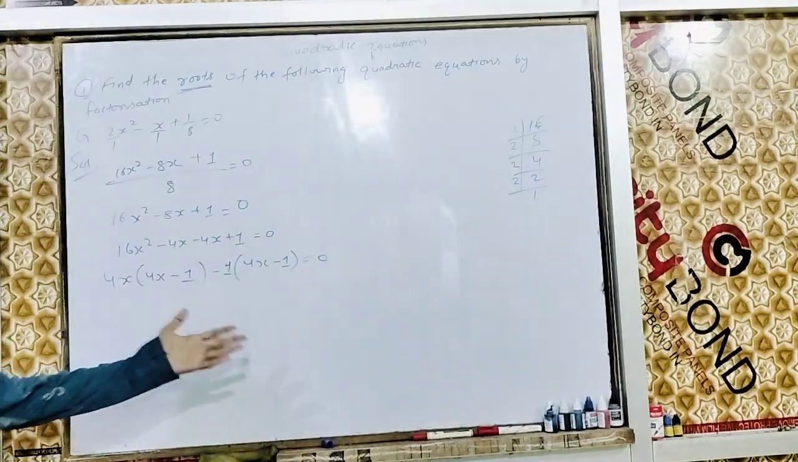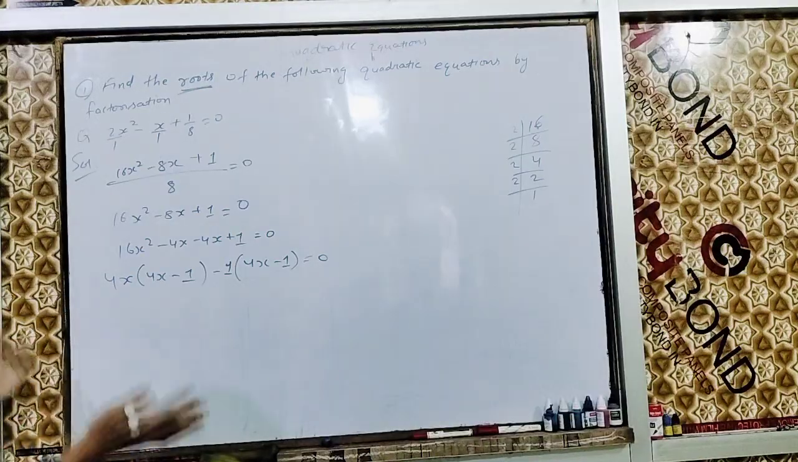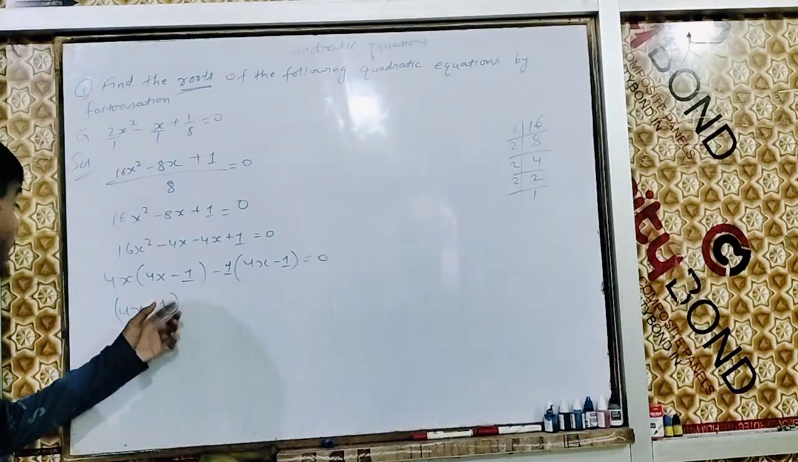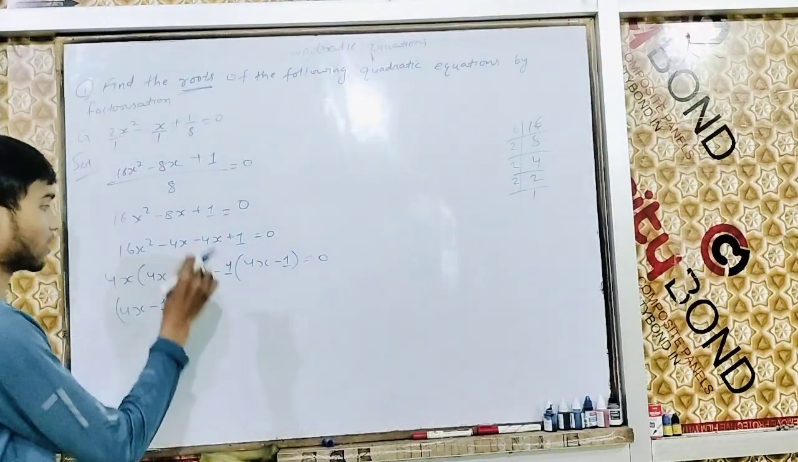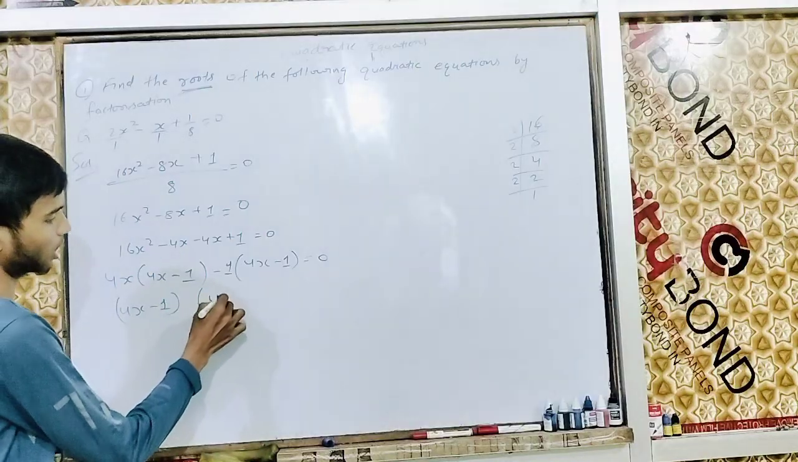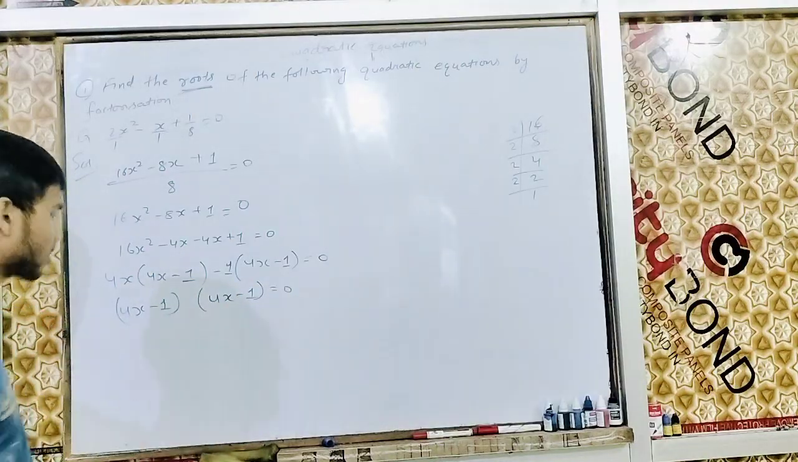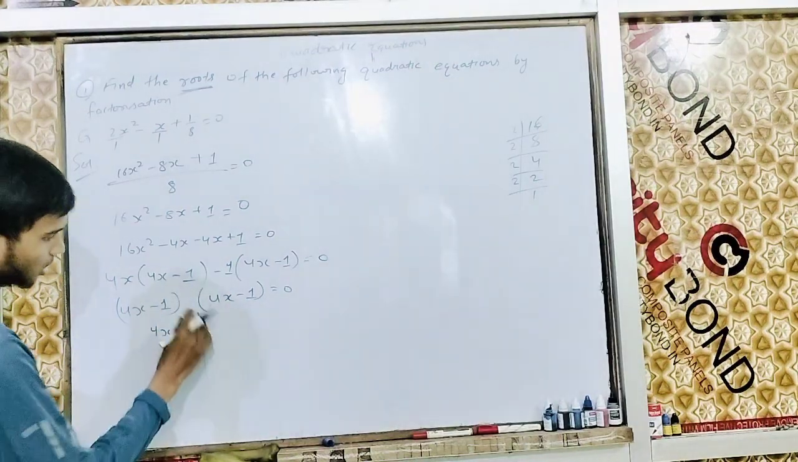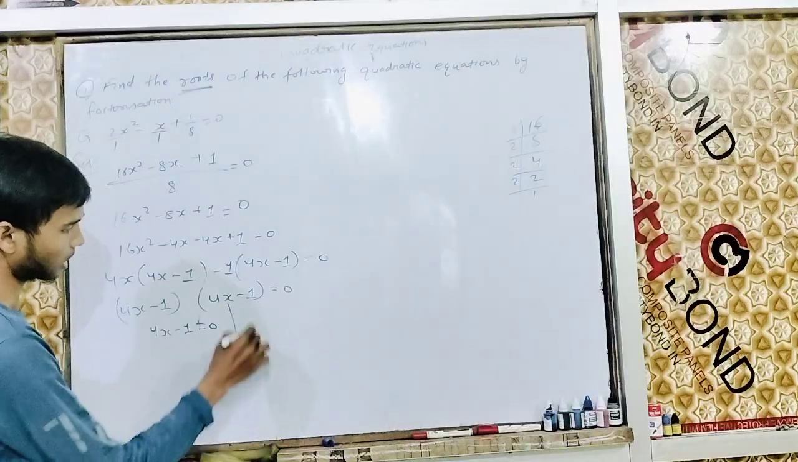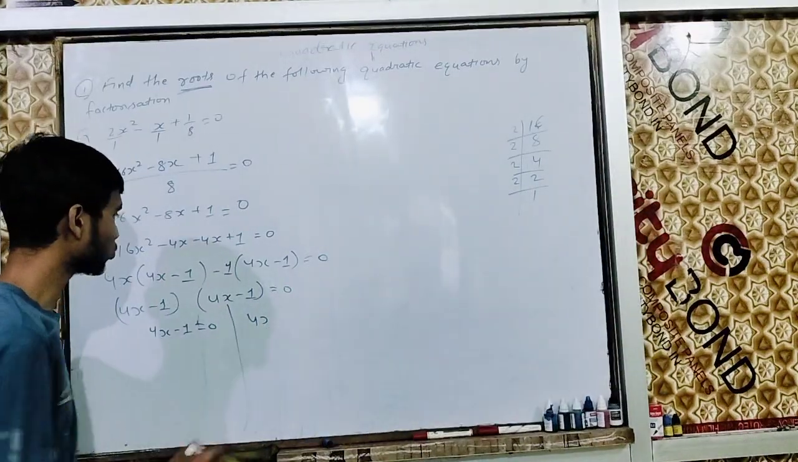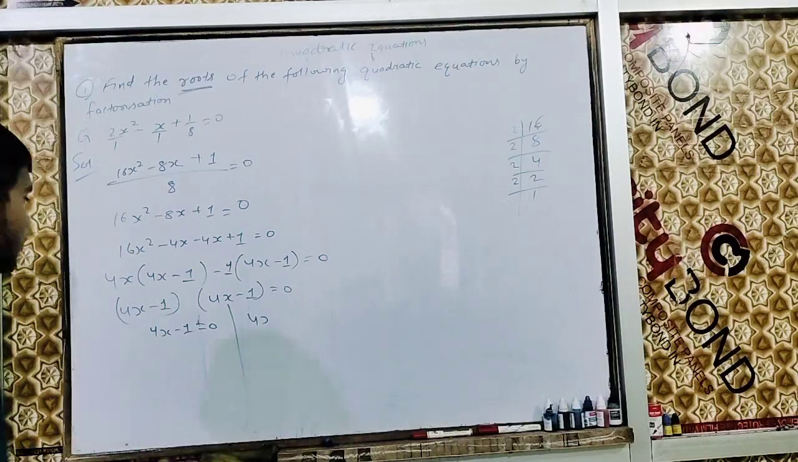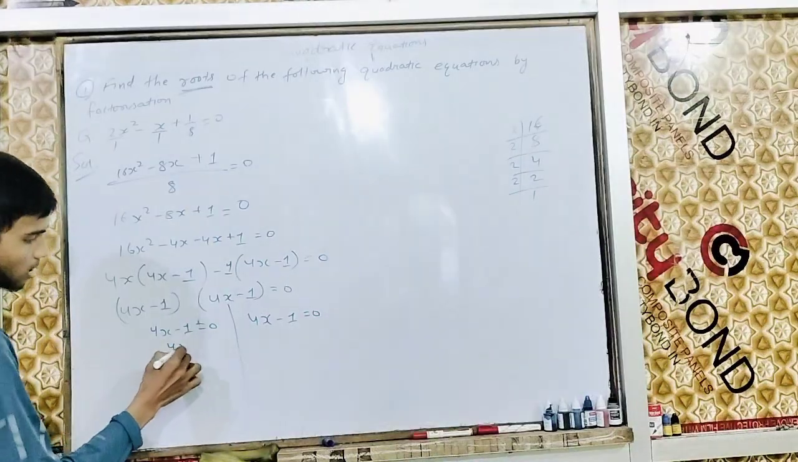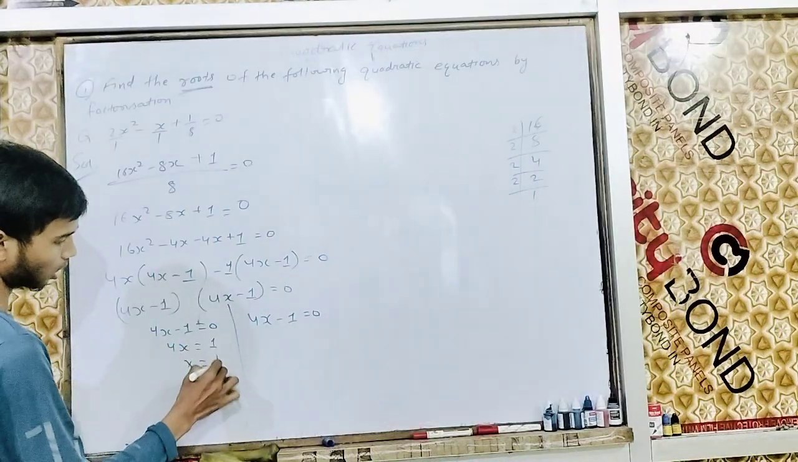Outside terms, write in one bracket. 4x minus 1 should be in one bracket. As we know that this is common, so it will be written 1 times 4x minus 1. Okay, it is equal to 0. What to do next? You know already 4x minus 1 is equal to 0, and on the other side again 4x minus 1. Yeah, both are same. Now after simplifying this, you will get 1 upon 4.